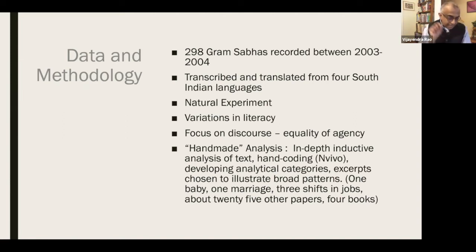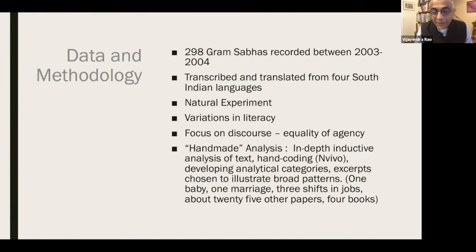And importantly, methodologically, this is a handmade analysis. Paramit and I worked on this darn book for 10 years, yeah? Because we took each one of those Gram Sabha transcripts, and each Gram Sabha lasts about 90 minutes on average. And we coded them by hand, and we read every transcript, and developed analytical categories, and so on and so forth.